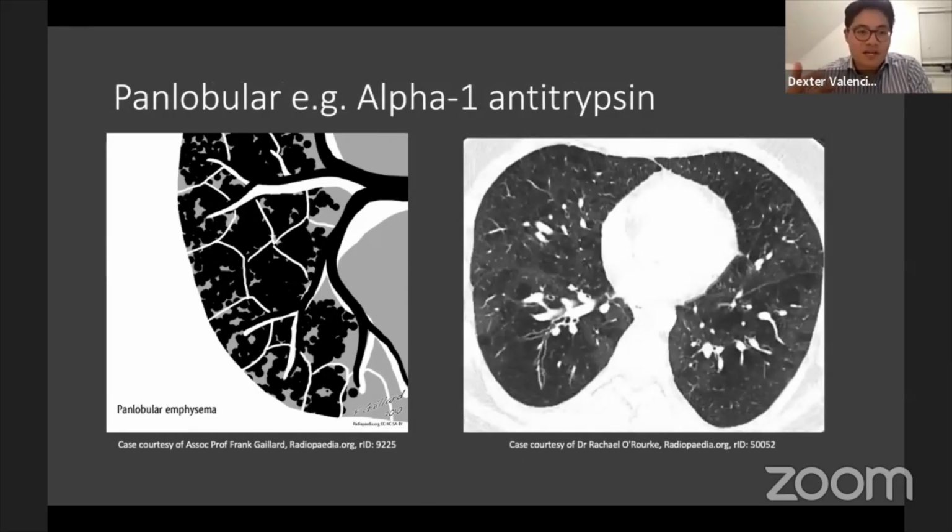You can have panlobular, where it's a lot more extensive. Again, I appreciate if you haven't seen many CTs, this might look similar to the other ones. Normally affecting the bases, you can have things such as alpha-1 antitrypsin deficiency, where you can have this panlobular emphysema in young patients at the bases, and they tend to get problems with their liver as well, so things like liver cirrhosis.